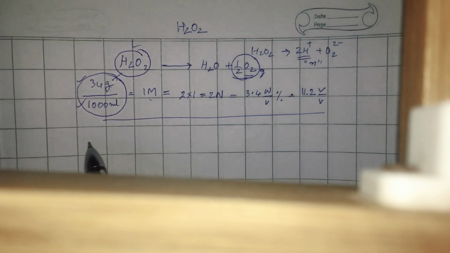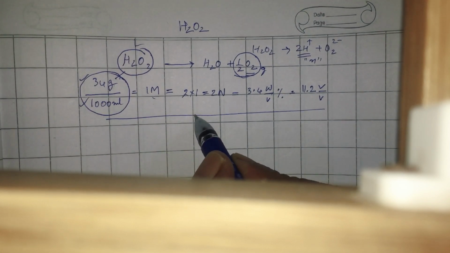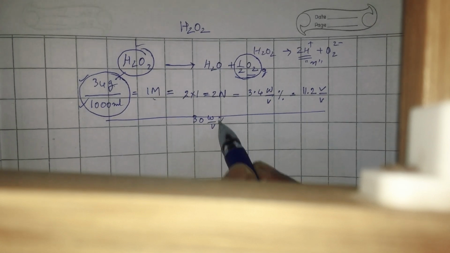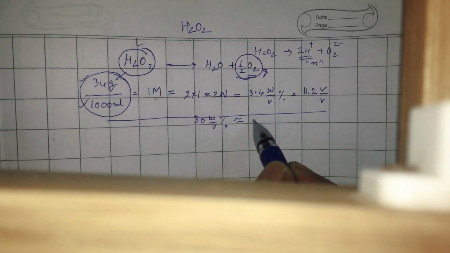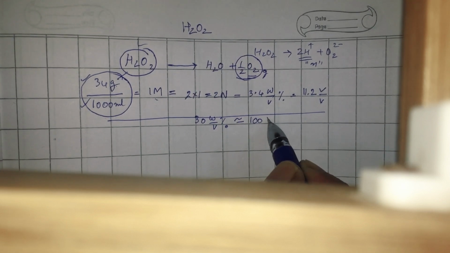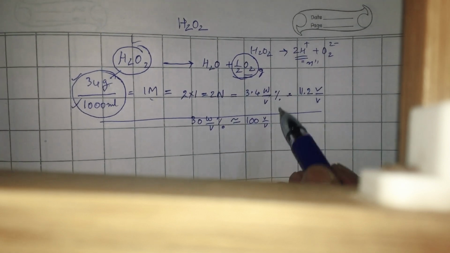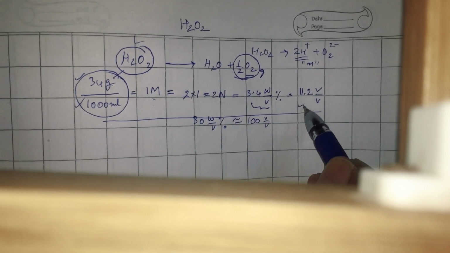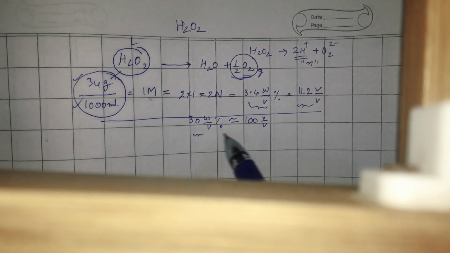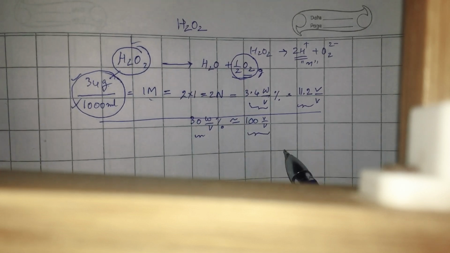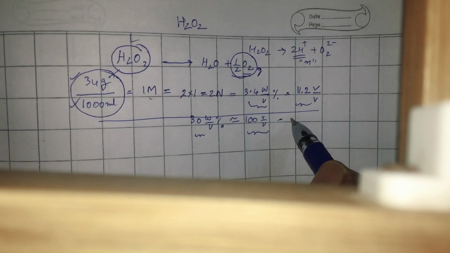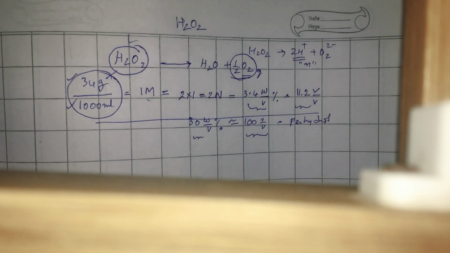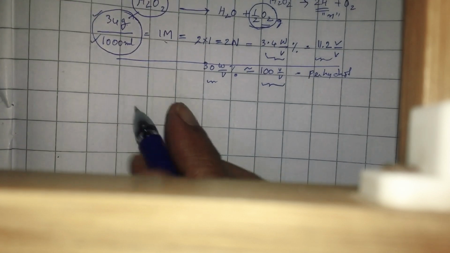If I know this fundamental relation, I should also notice roughly 30 W by V percent of H2O2 is approximately 100 V by V H2O2. We can see this 3.4 W by V percent is equal to 11.2. 30 W by V is approximately equal to 100 V by V, which is sold in market under the trade name perhydrol. With this basic input, now you can address this problem.